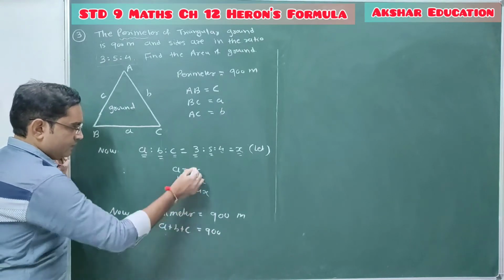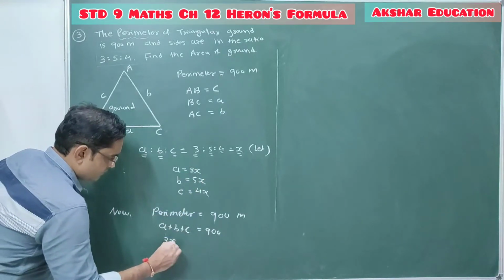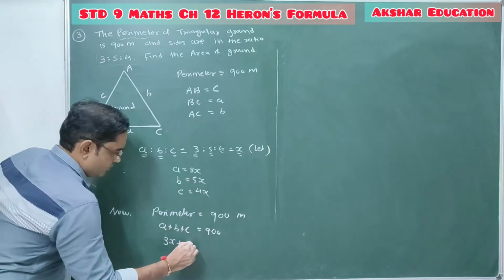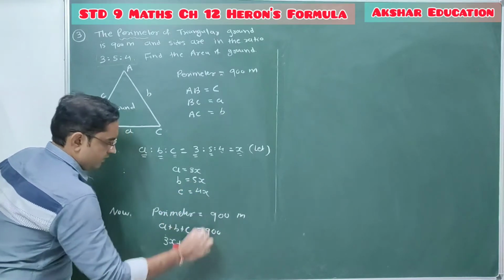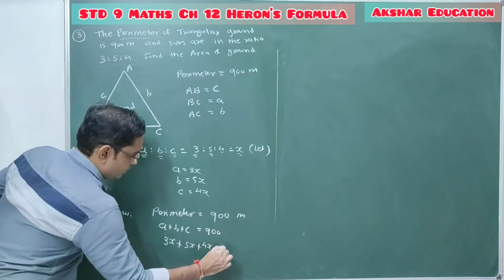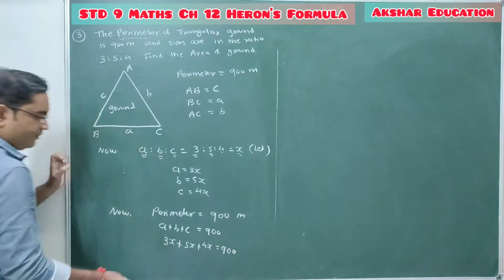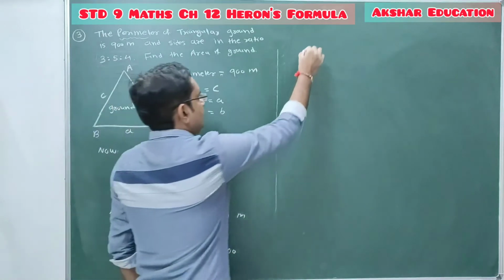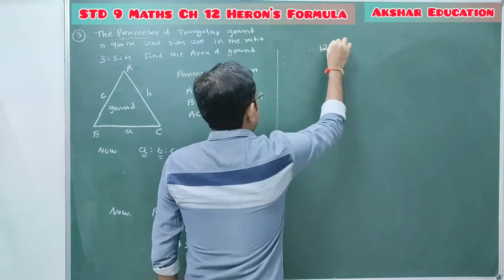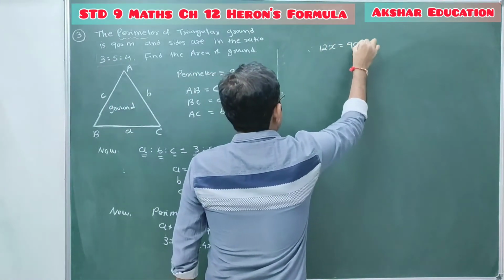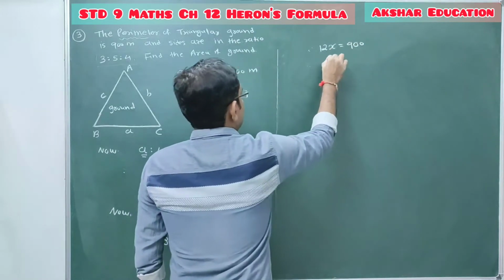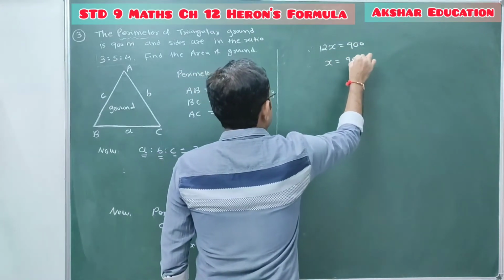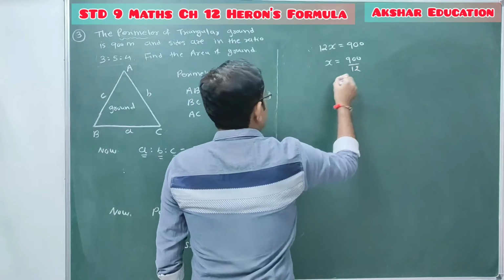What is our a? A is 3x. What is our b? B is 5x and c is 4x. That is equal to 900. 3 plus 5 plus 4, 12x. So therefore we can write 12x equal to 900, and therefore x equal to 900 by 12.